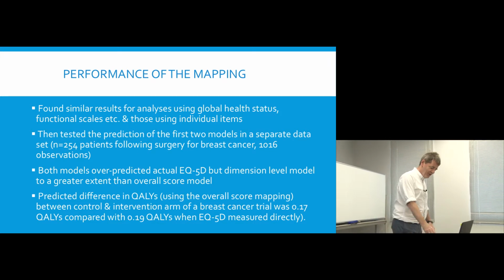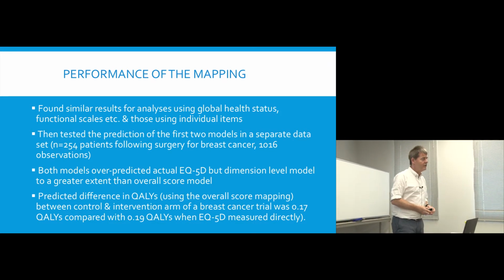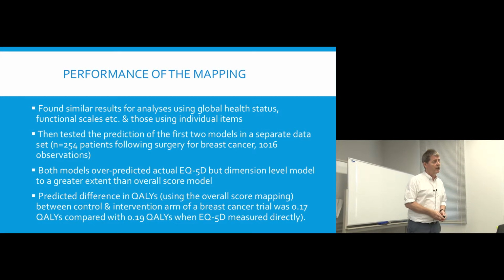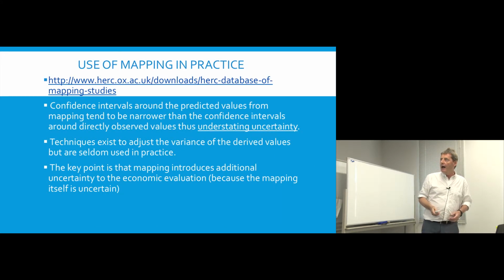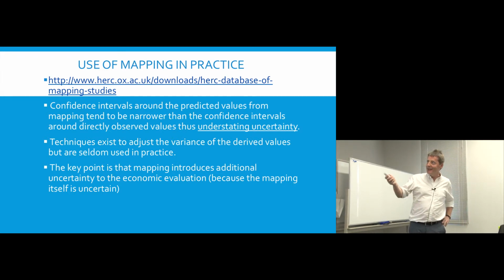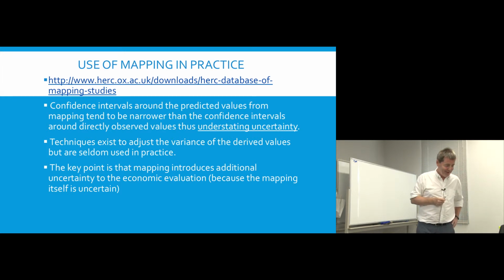Now, of course, that could just be chance, but they took that as support that mapping appeared to be working quite well. Now, of course, you wouldn't map if you didn't have to. If you have the actual data, you'd use the data. But if you haven't got the EQ5D or whichever measure you're using, you might want to map because it gives you an opportunity to still calculate your QALYs using this measure. If you're interested in mapping, there's a website here that maintains a database of such studies.